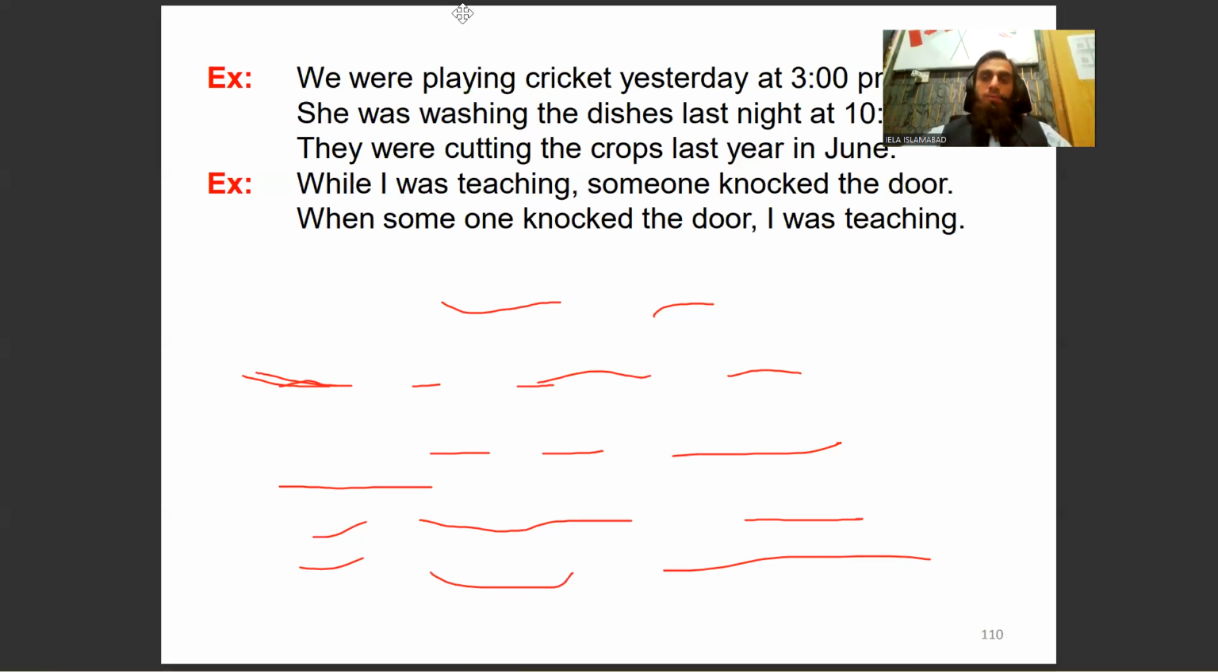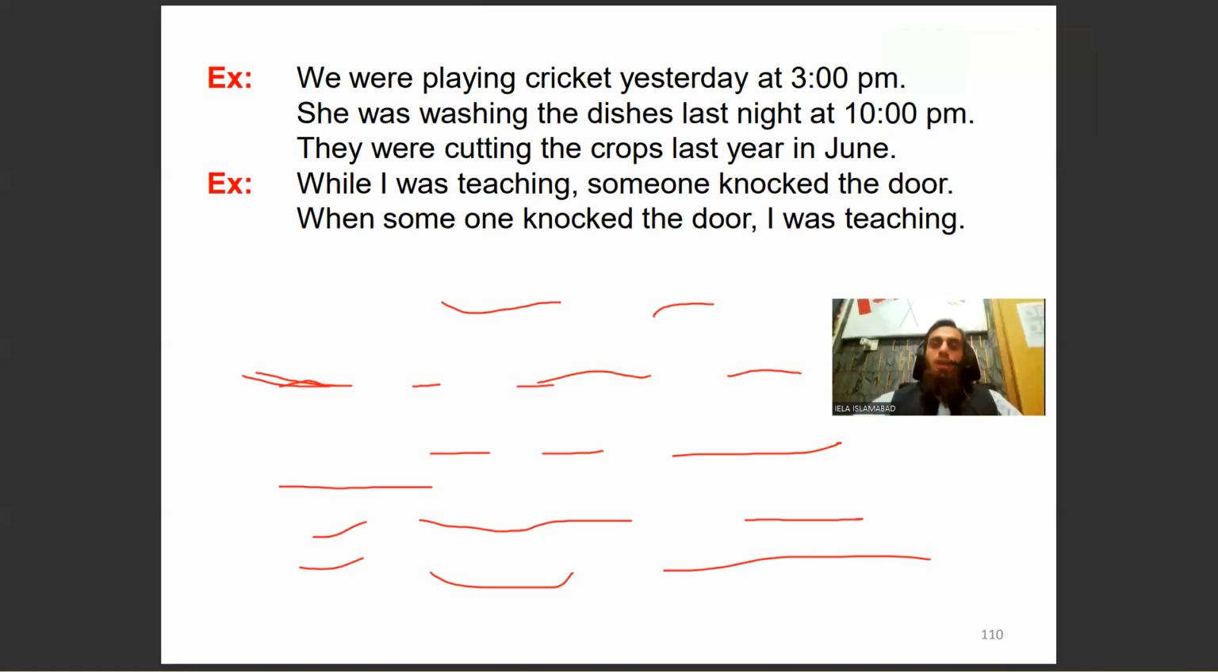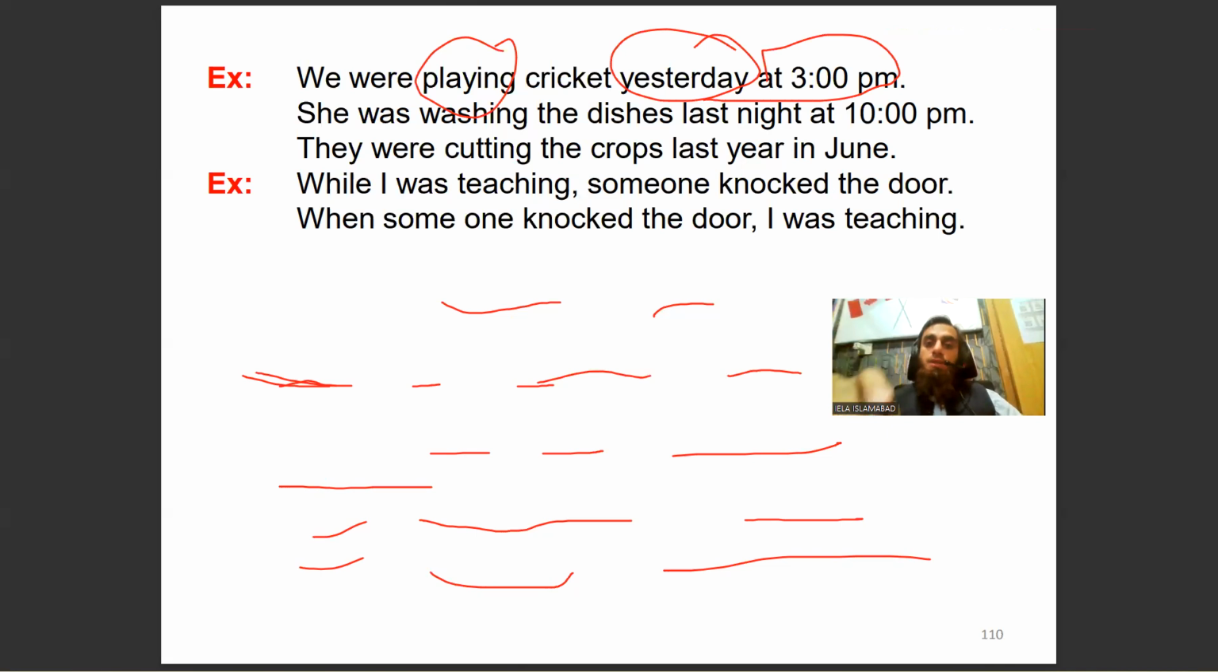Here are the examples. We were playing cricket at 3 p.m. We were doing an activity. That is right. Why? At 3 p.m. yesterday, right? If today, then we would say we have been playing, right? Like today, not yesterday. For today's activity, we use present perfect or present simple or present perfect continuous, right? It depends also on time and situation.